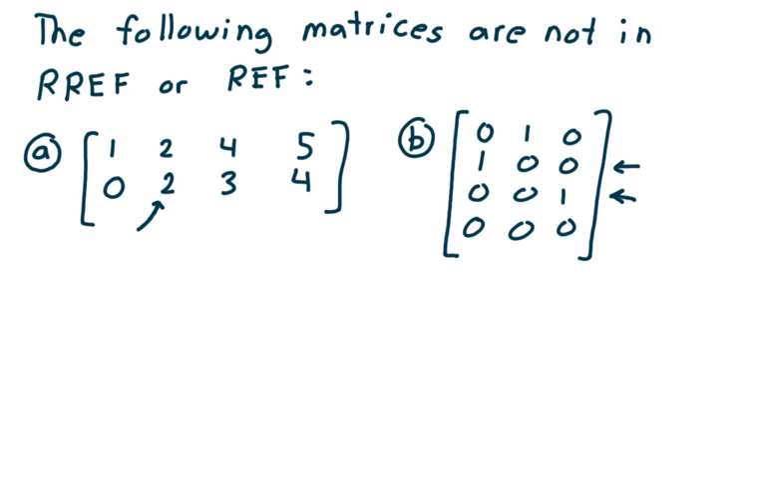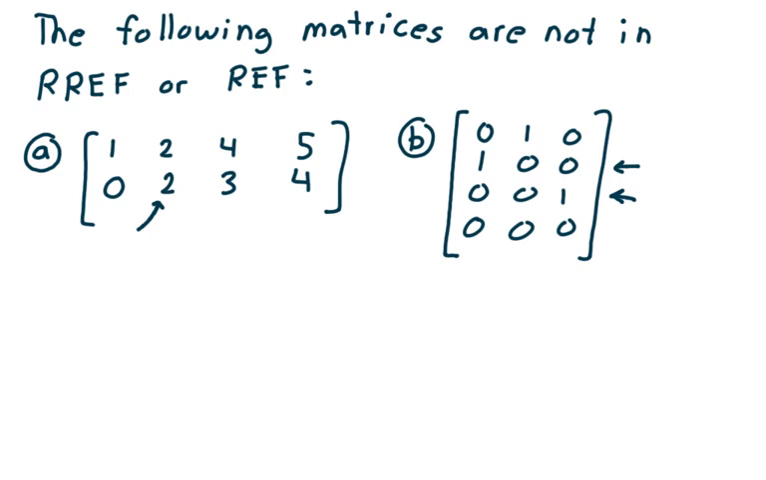If you look at the second row, the leading one in the second row is to the left of the leading one in the first row. And if we look back at our conditions, the leading one in the first row has to be to the left of the leading one in the second row, and the leading one in the second row has to be to the left of the leading one in the third row. And so neither one of these matrices are in row echelon or reduced row echelon form. Because remember, to be in reduced row echelon form, you have to be in row echelon form to begin with.